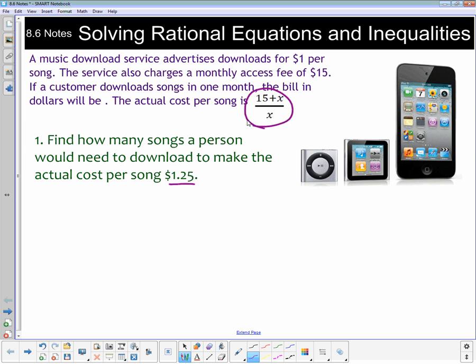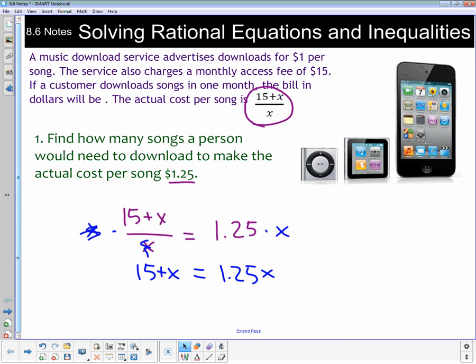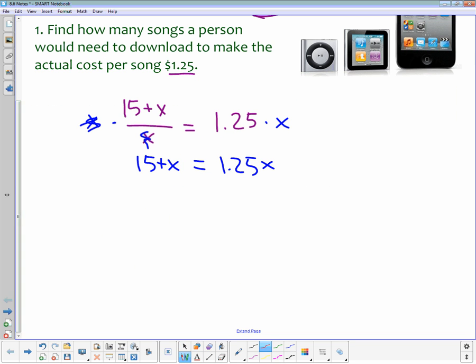So I need to take (15 plus x) divided by x and set it equal to 1.25. Now, we all know that to get a value out of the denominator, I would need to multiply by that value. So to solve this, I'm going to multiply by x to get an x out of the bottom, because that's going to cancel. So that gives me 15 plus x is equal to 1.25x. Now I have an x on both sides, which is not going to work for me. I can only solve for one. So I'm going to subtract this x so that I have my x's on the same side.